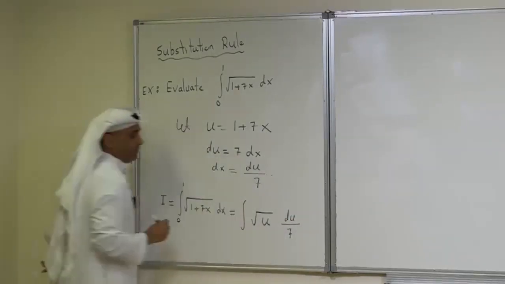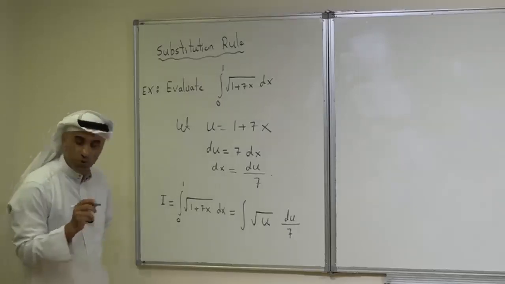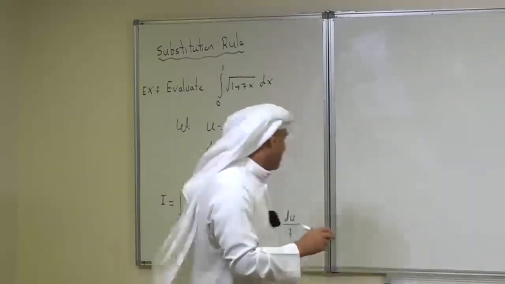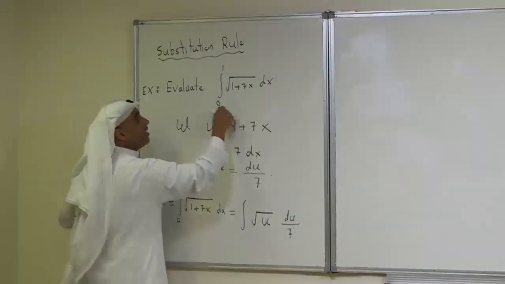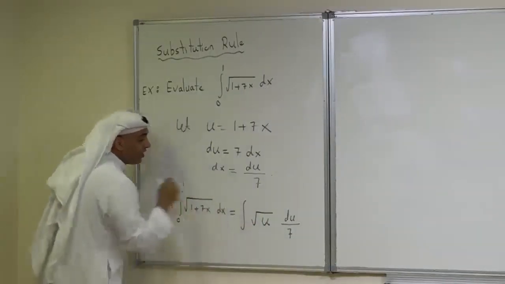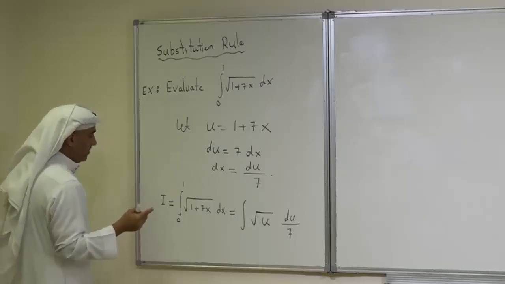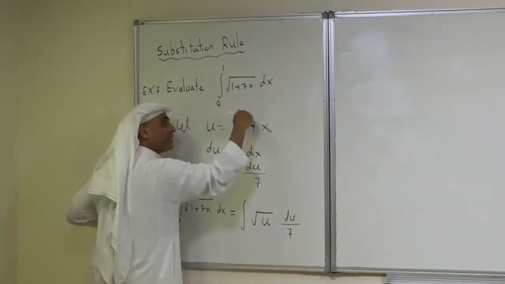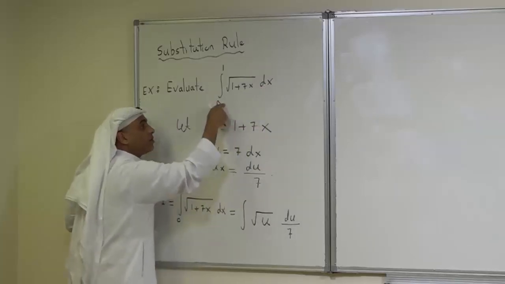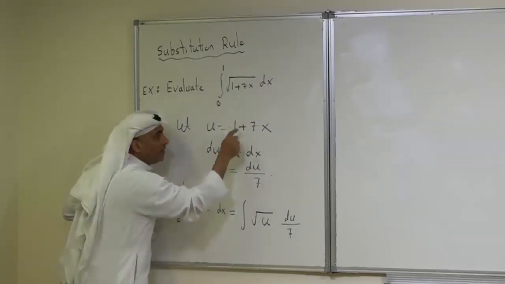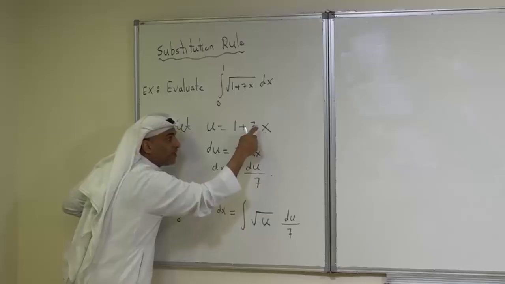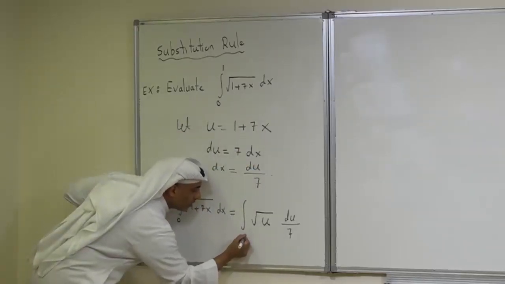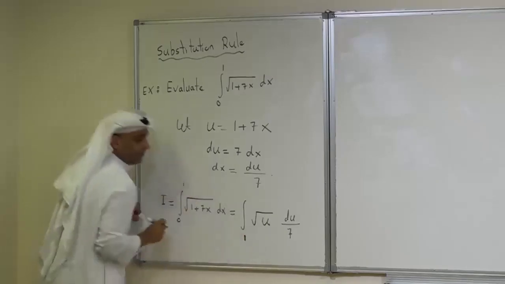It's okay, but don't forget to also change the boundary points, because the boundaries written here are for the x variable, not for the u variable. So what should I do? I will come to the first limit here, which is 0, and ask myself, if x equals 0, u equals what? If x equals 0, this is 7 times 0, which is 0, plus 1. So that will give me u equal to 1 in the lower limit here.